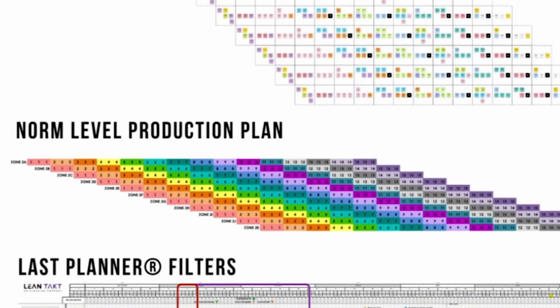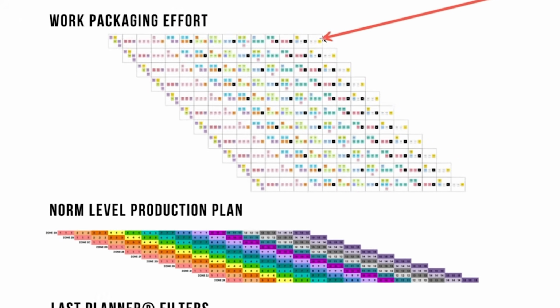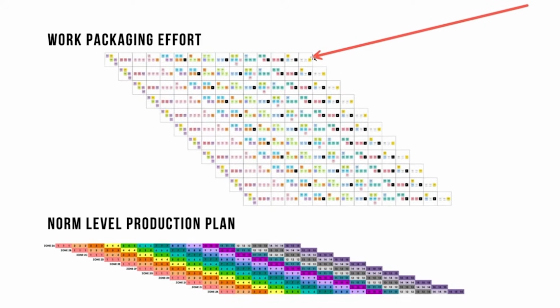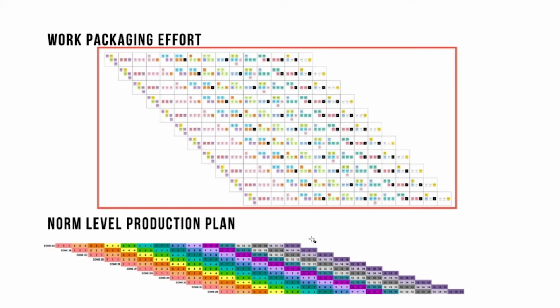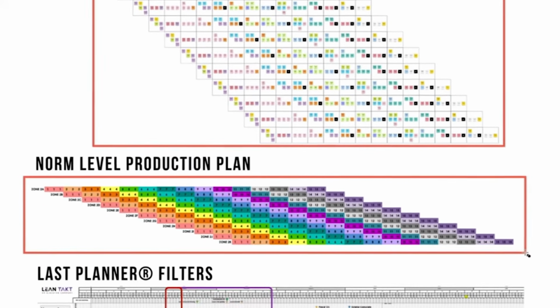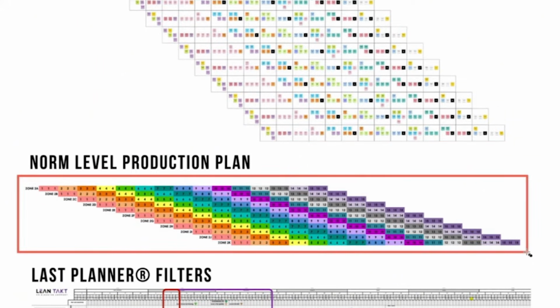Essentially, you can pretty much assume that a pull plan is a single sequence or sequence within a zone in a takt plan, and that multiple sequences or the takt plan itself is simply many pull plans cascaded on top of each other. It's really quite genius. And then from this work packaging effort, knowing that we have flow in the individual task level, we're able to actually create a norm level production plan.